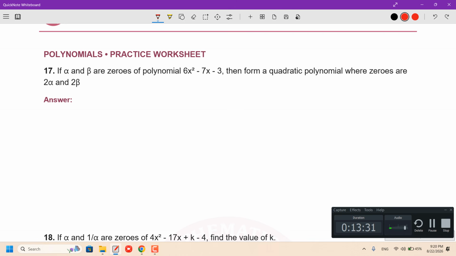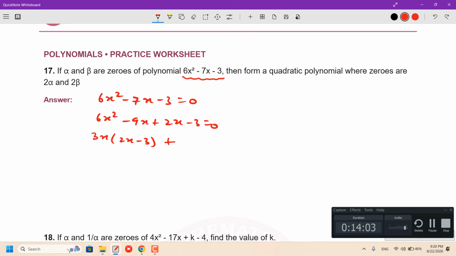Next question: alpha and beta are the zeros of the polynomial, then form a quadratic polynomial whose zeros are this and this. So when such a question comes, first you need to find the zeros, by middle term splitting. 6x square minus 7x minus 3 equal to 0. 6 times 3 is 18, 9 times 2 is 18. So 6x square minus 9x plus 2x minus 3 equal to 0. So 3x is common, and 2x minus 3 plus 1 is common, 2x minus 3. So (3x plus 1) and (2x minus 3) equal to 0.